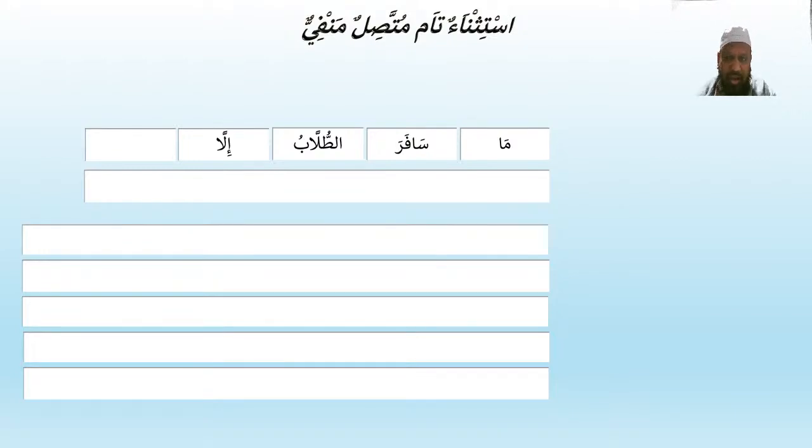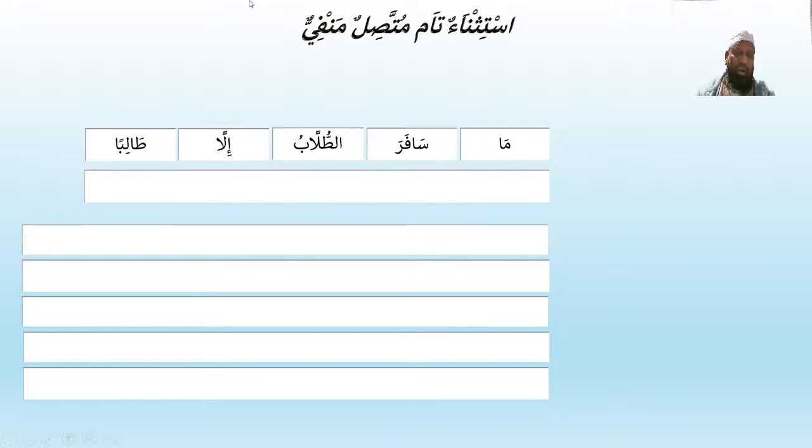So we have illa. Let's say we cannot stop here. The jumla is not complete. We must have al-mustasna. So what is mustasna? If mustasna is a part of tullab, and it is going to be because that's what we're doing, so it is istisna tam muttasil manfi. ما سافر الطلاب إلا طالبا. So by looking in the sentence, this is istisna tam muttasil manfi.